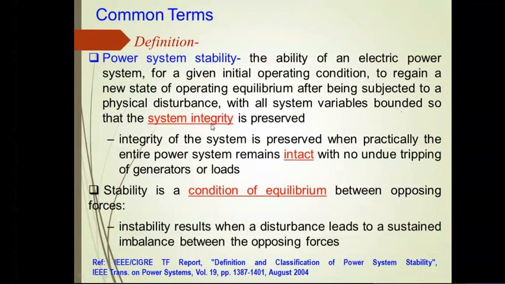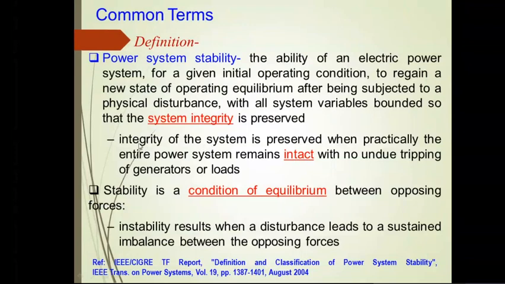But if there is a change in the load and generation is changed such that it matches the load, here we do not cut the load. We are able to increase the generation from the generator to match the load demand. So we have not cut the load here, and as such, system integrity is preserved, having the system variables within the limits, with the system operating condition changed to the new operating point of equilibrium. So that is power system stability.